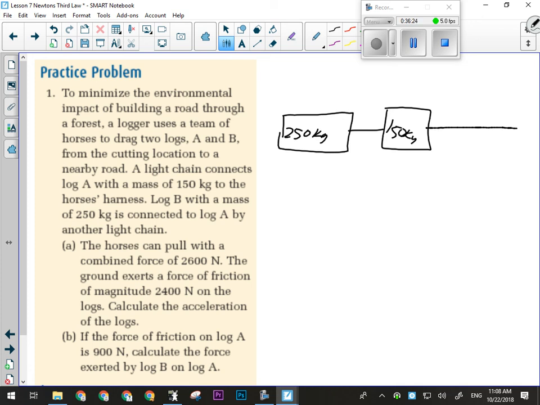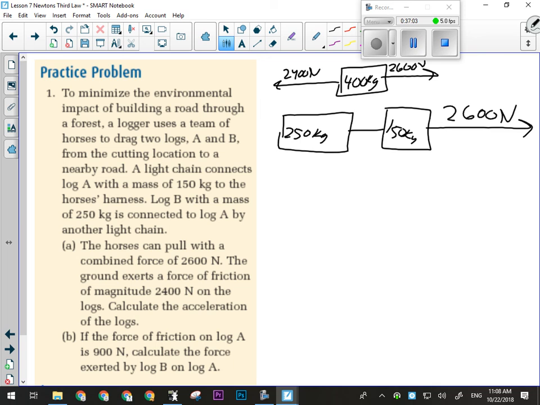We know that the force of the horses is pulling the entire system forwards with 2,600 newtons. The ground exerts friction of a total magnitude of 2,400 newtons on the logs, plural. So in other words, it's saying, simplify so that you have a system, at least for the first part: 2,600 newtons, and then 2,400 newtons on 400 kilograms worth of mass.